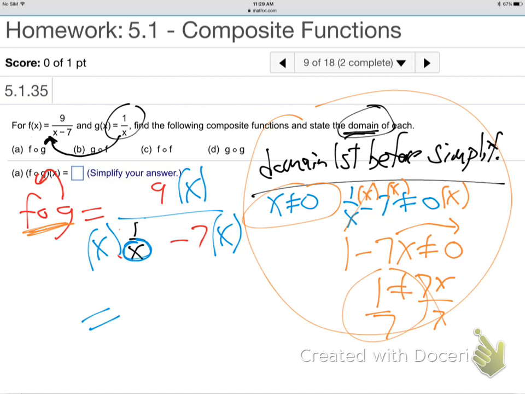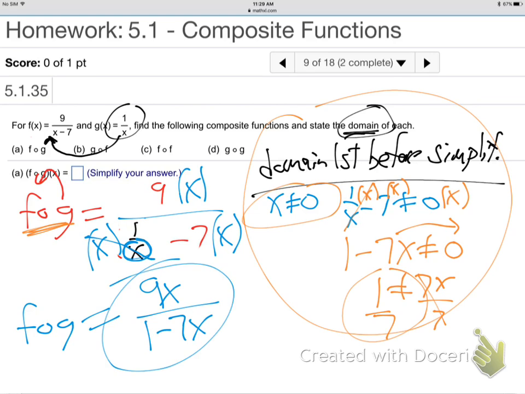So what do we get then? F of g is going to be 9x over, these guys cancel, that's why we're doing it, because we don't want fractions under fractions. 1 minus 7x, there we go. That's better because that's just a normal fraction. It's not fractions within fractions. That's called a complex fraction. That's a mess. We like this better. And so there we go.